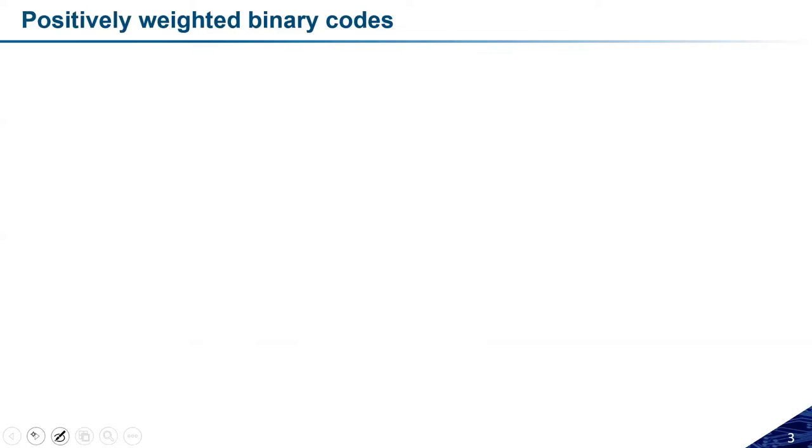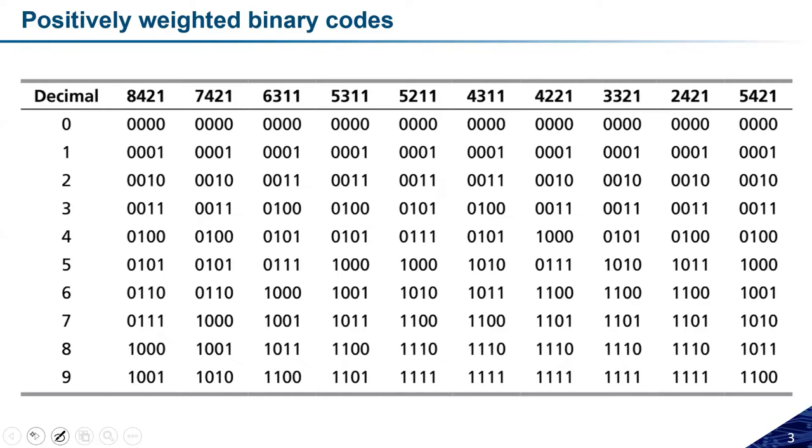Let us look at the positively weighted codes. If the weight of each digit is positive, we call them positively weighted binary codes. Suppose I have the decimal number system, digits from 0 to 9. Positive weighted codes include 8421, which we just saw in the previous slide. Other examples are 7421, 8311, 5311, and 6311. All of these are positively weighted codes.